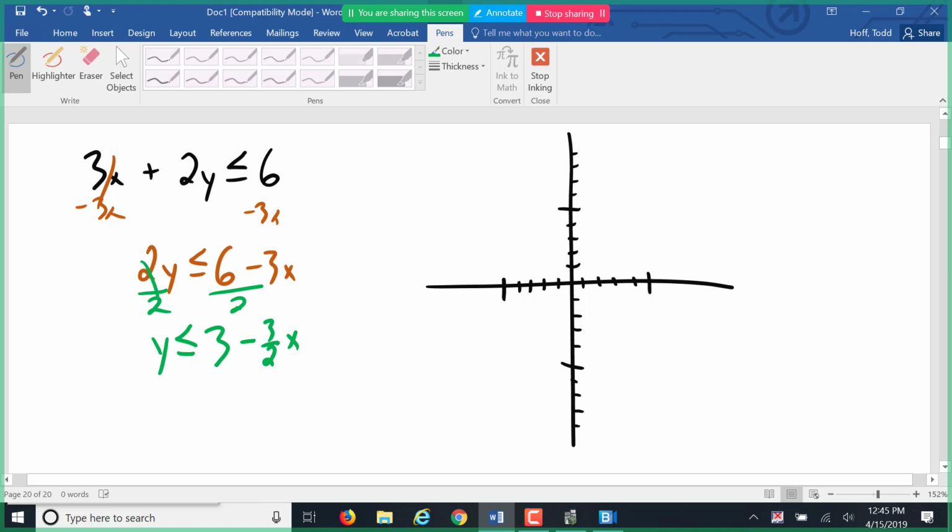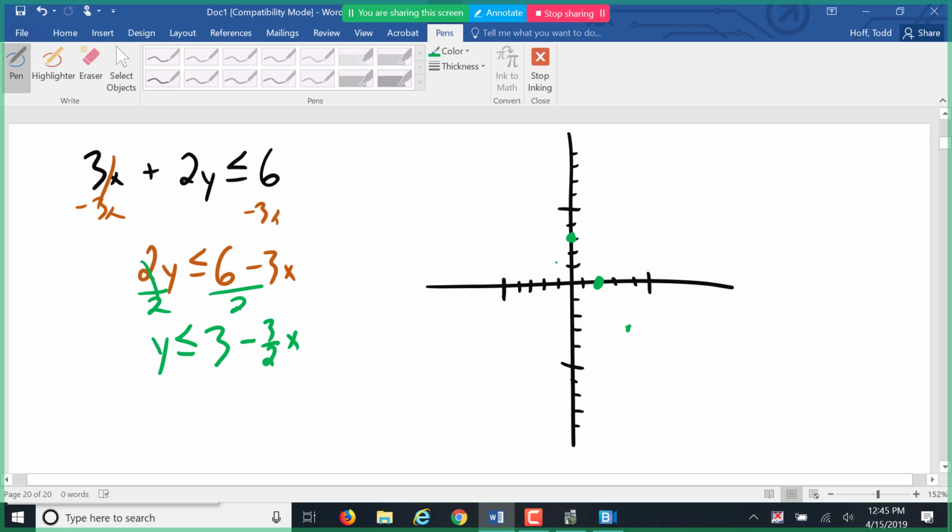When we graph that, we're going to graph it just like a line. Where would we start? 0, 3. Y-intercept of positive 3. From there we would go down 3 over 2. Maybe down 3 over 2 again if you wanted to.